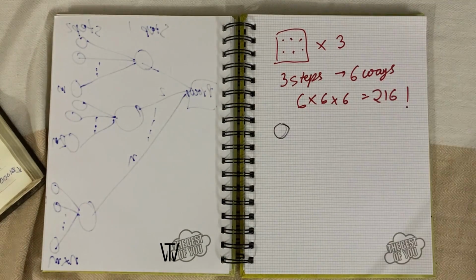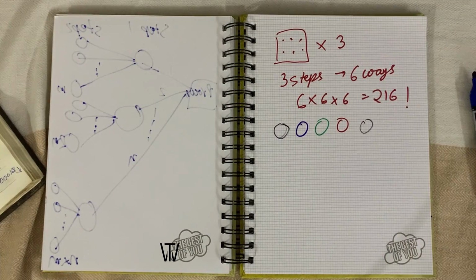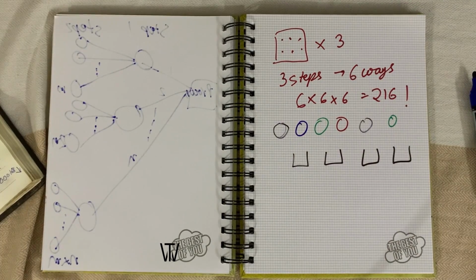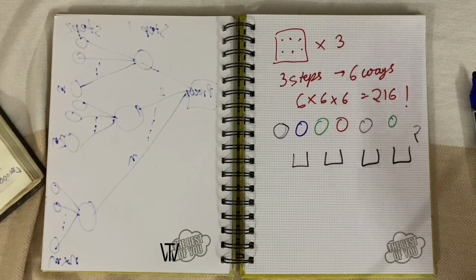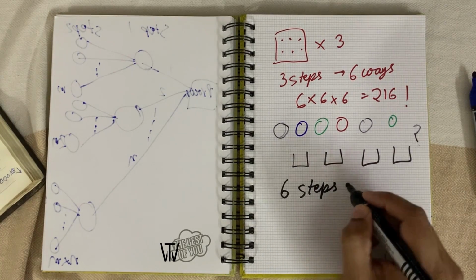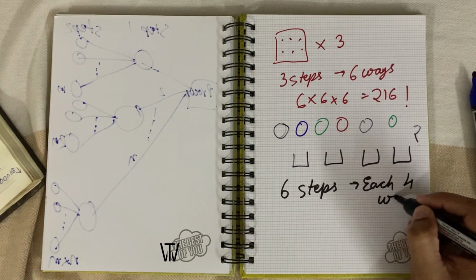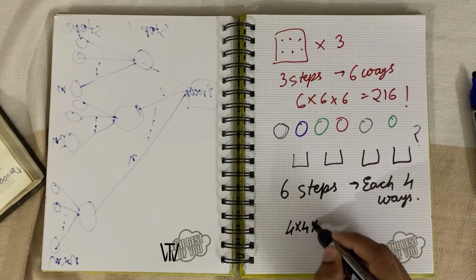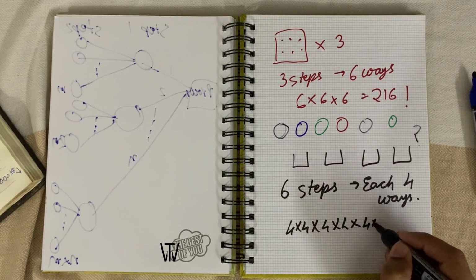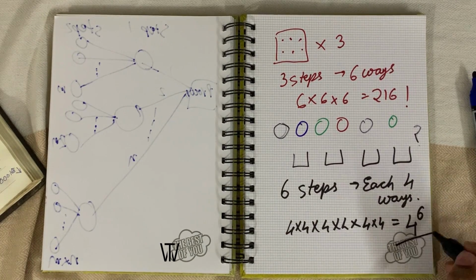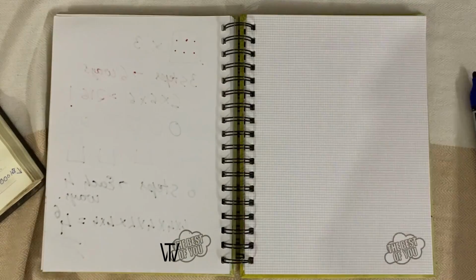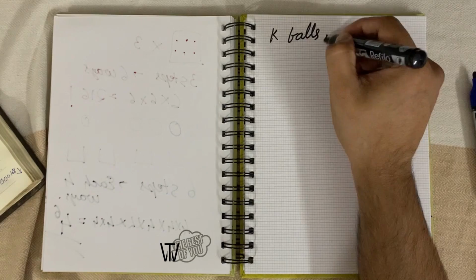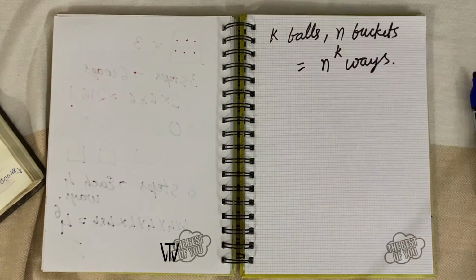Suppose you have 6 balls and 4 buckets. How many ways can you put these 6 balls in the 4 buckets? You are allowed to put more than 1 ball in a bucket. So there are 6 steps. Each step can be performed in 4 ways. So this process can be performed in 4 times 4 times 4 times 4 times 4 times 4, or 4 to the power 6 ways. In general, if you have k balls and n buckets, the process can be accomplished in n to the power k ways.